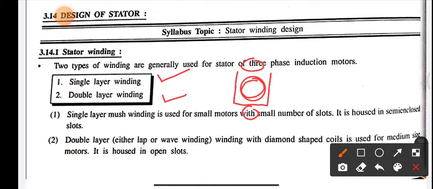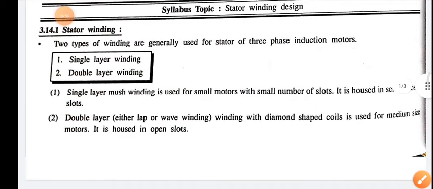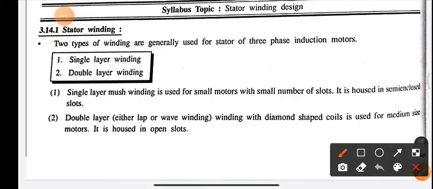And in the case of double layer winding, you will have some other coils at the top or the bottom of the conductor of the other coil, right? So in short, single layer means only one coil side is present in one slot, whereas in double layer winding two or more coil sides can be present, right? Now single layer winding is used for small motors and a small number of slots, whereas the two examples of double layer windings are lap winding and wave winding that we have already studied, right?